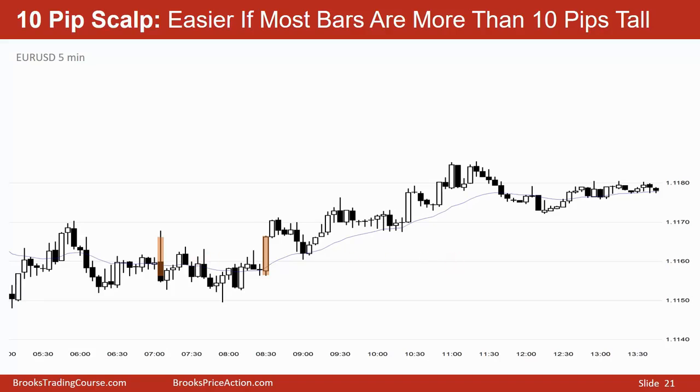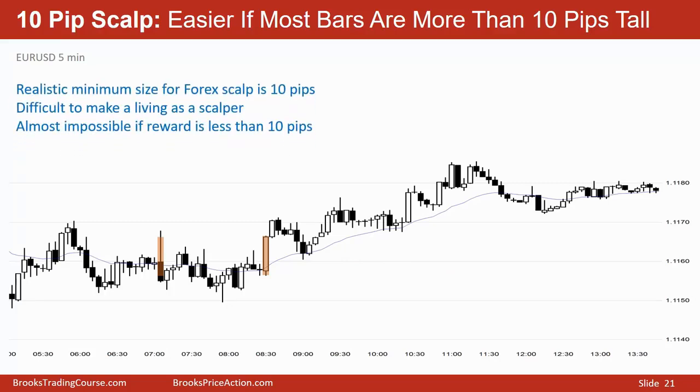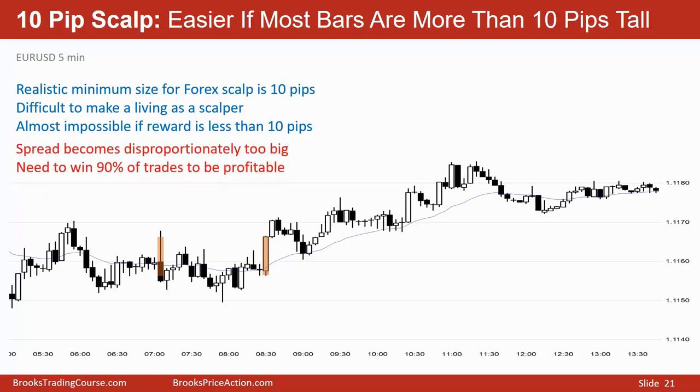Now, think about it. If most of the bars are smaller than 10 pips and you're trying to make 10 pips, it's really difficult to make a living as a scalper. And if you're deciding that you're going to go for a reward less than 10 pips, I seriously doubt that you'll make money. And one of the problems with going for smaller targets is that the spread becomes disproportionately too big, and you end up having to win 90% or more of your trades to make money, and that's just not realistic.